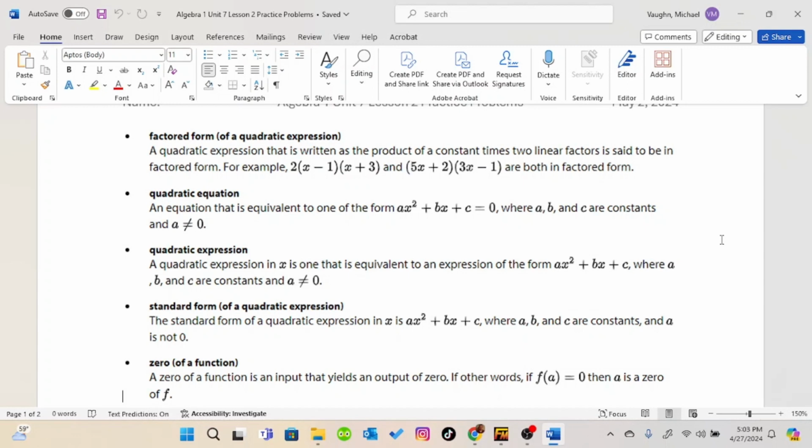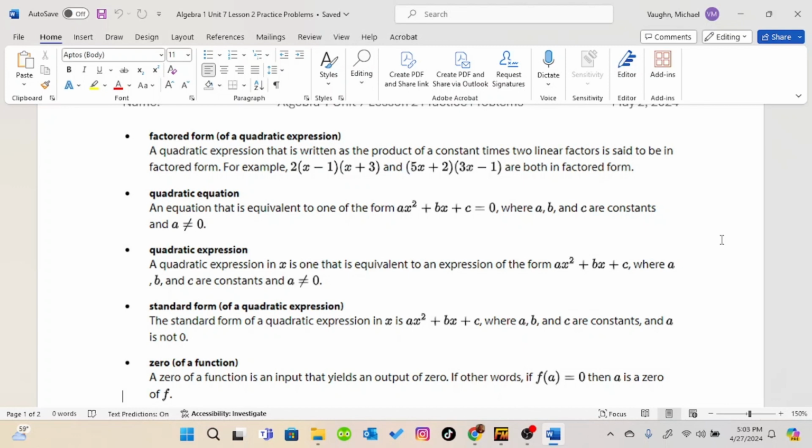Standard form of a quadratic expression. The standard form of a quadratic expression in x is ax squared plus bx plus c, where a, b, and c are constants and a is not 0.